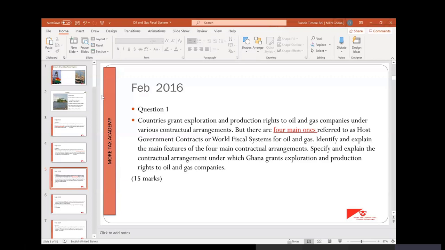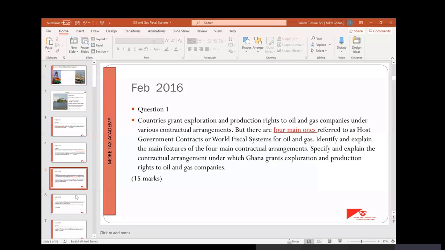Four main ones referred to as host government contracts or world fiscal systems for oil and gas. Identify and explain the main features of the four main contractual arrangements. Specify and explain the contractual arrangements under which Ghana grants exploration and production rights to oil and gas.